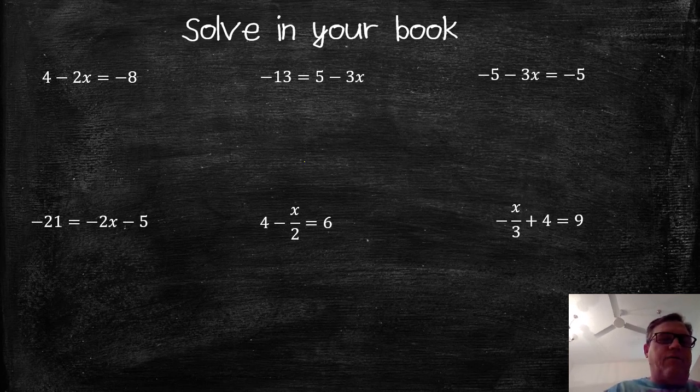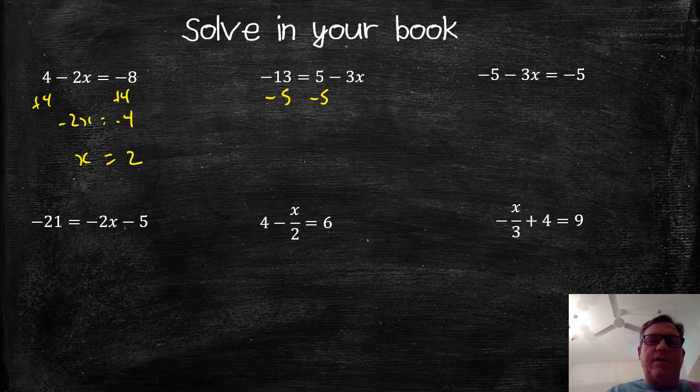Okay, we're back. So we're going to add 4. Minus 2x equals minus 4. Multiply both sides, or divide both sides by minus 2. X will equal positive 2. Next one, that's a plus 5, so we're going to take away 5 from both sides. Minus 18 equals minus 3x. We only want positive 1x, so we can divide both sides by minus 3. And that leaves us with x equals positive 6.